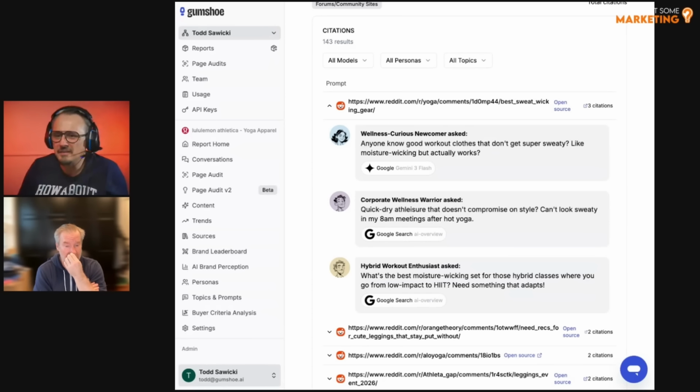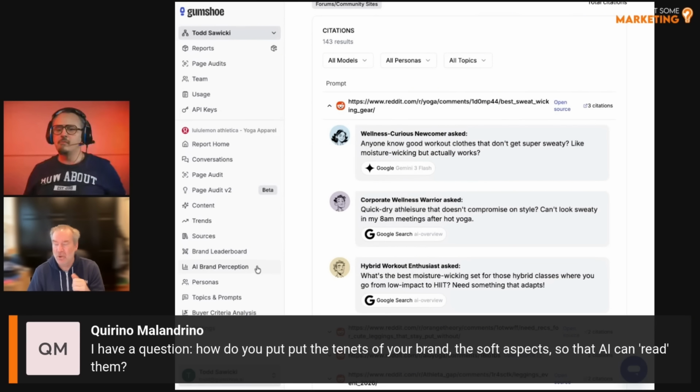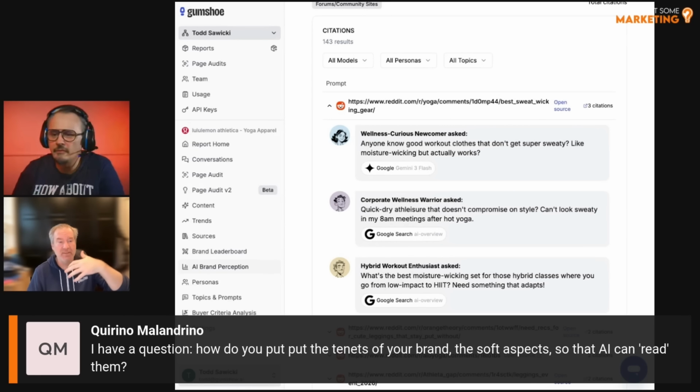I see Carino is asking a question: how do you put the tenets of your brand, the soft aspects, so that AI can read them? One of the interesting things to call out is that in this example, almost 1,000 chats happened to generate this report from Lululemon.